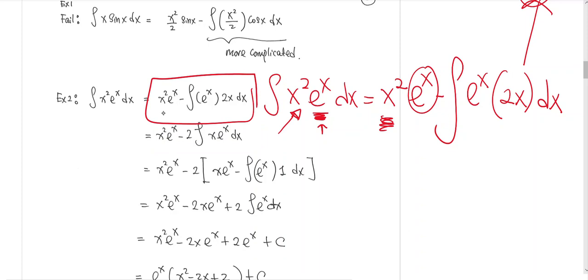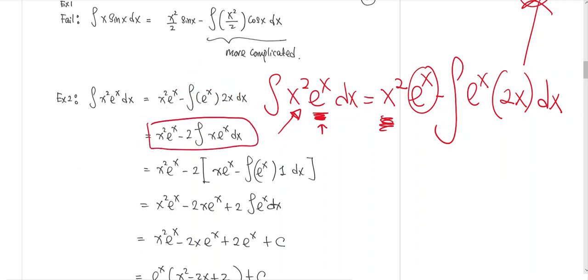So I fix my x squared, I integrate my e^x, copy and paste, always put a minus sign, always put an integral sign, copy and paste the one that you integrated, differentiate the one that you left behind. And so we reduce it to this. We're not done yet, because there's still an integral sign, but we don't deal with x squared anymore, now we have x.